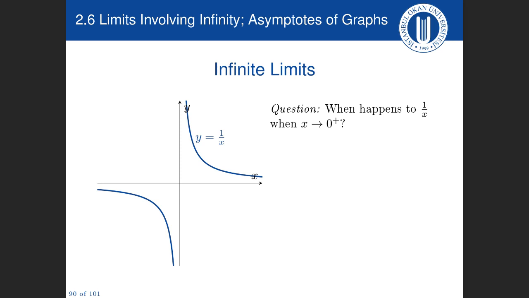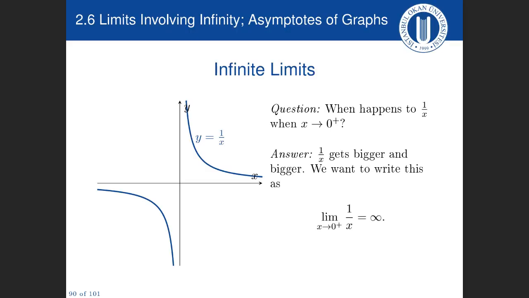Again, look at the graph y is equal to 1 over x and think about the question, what happens to 1 over x as x tends to 0 from the right? The answer is 1 over x gets bigger and bigger and bigger as x tends to 0 from the right. We want to write this as the limit as x tends to 0 from the right of 1 over x is equal to infinity. Let's be more precise.